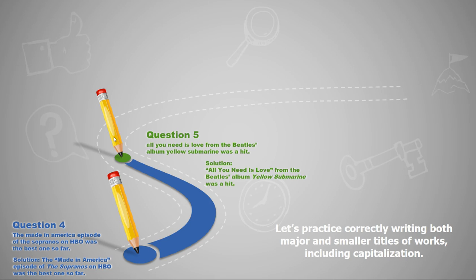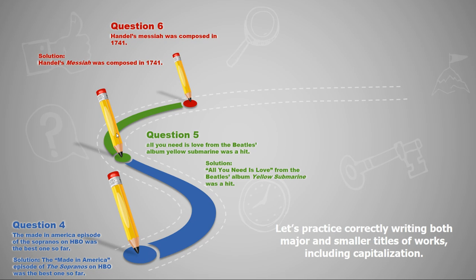Your solution should look something like this. "All You Need Is Love" should be in quotation marks because it is the name of a song within the album, which is the major work, Yellow Submarine. So Yellow Submarine should either be italicized or it should be underlined.